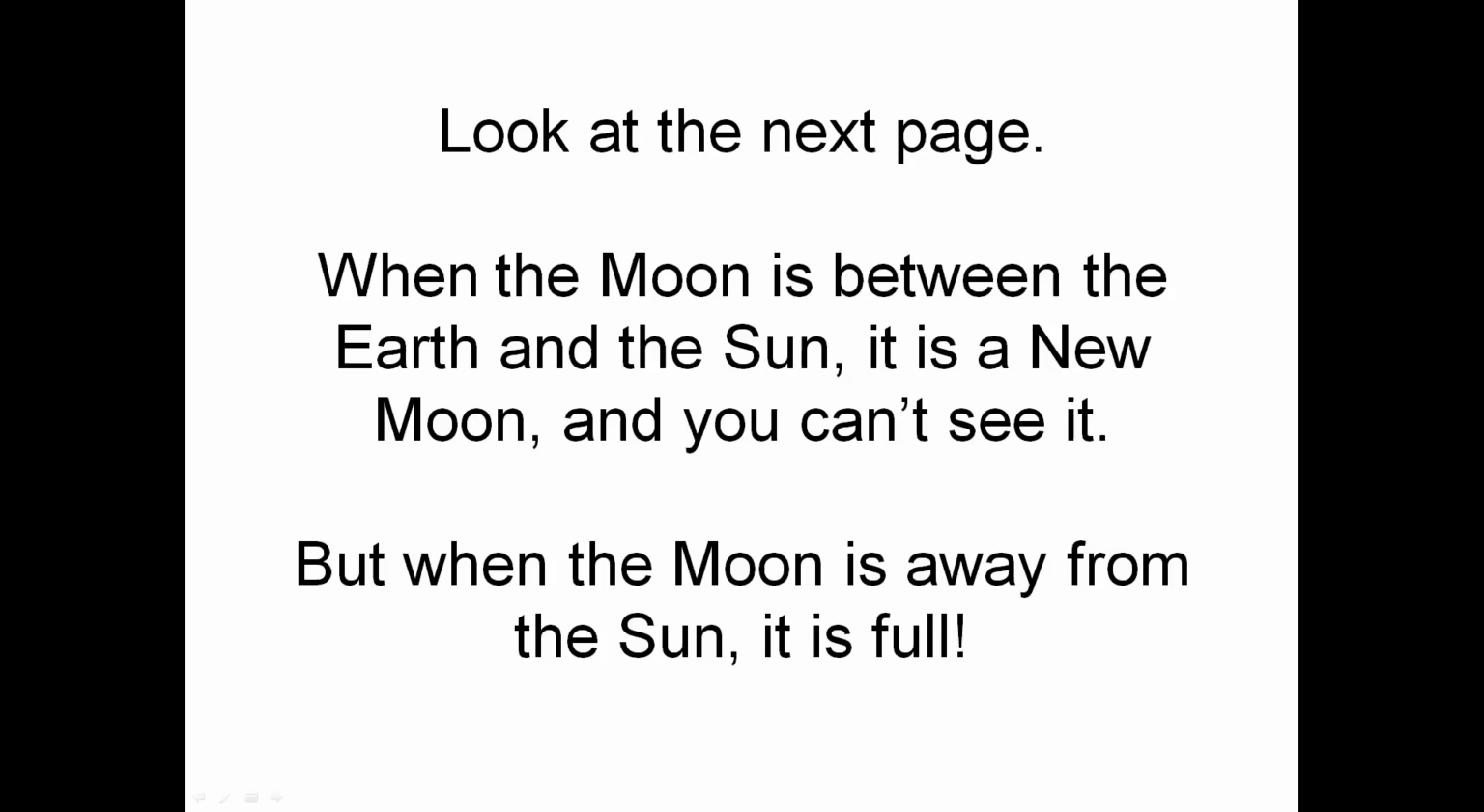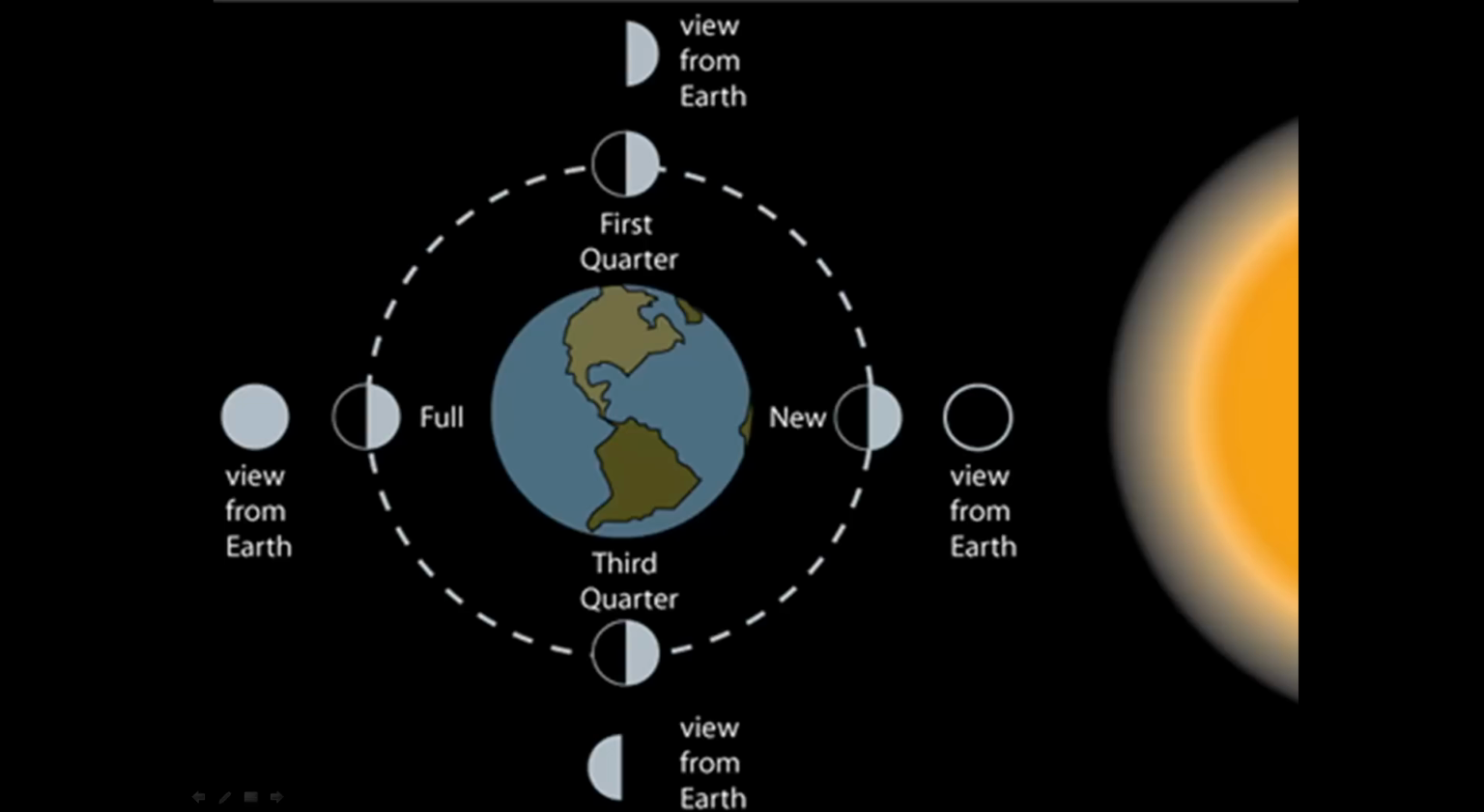When the moon is between the Earth and the sun, it is a new moon, and you can't see it. But when the moon is away from the sun, it is full. So the new moon is here, when the moon is in between the Earth and the sun, and the full moon is over here, when the moon is away from the sun.